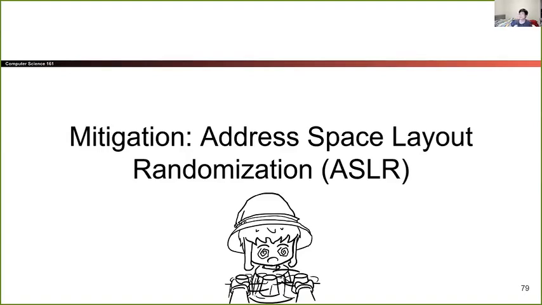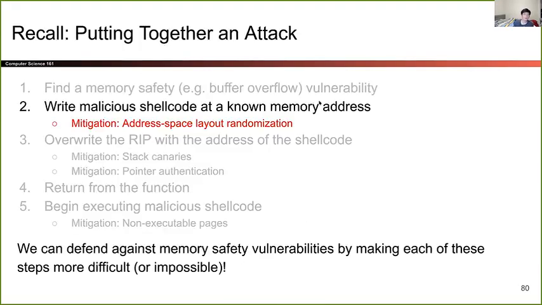Finally, the last defense that we have is ASLR. Here, instead of preventing the attacker from overwriting the RIP, we're going to go even farther back, and we're going to prevent the attacker from knowing the address of anything in memory. This is called address space layout randomization because we're randomizing the layout of the address space.